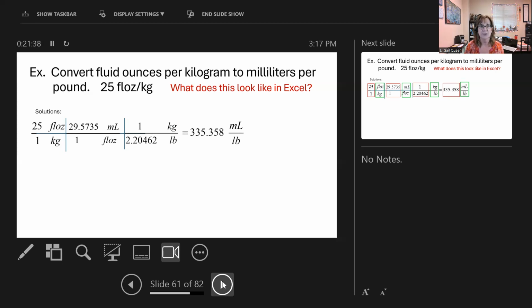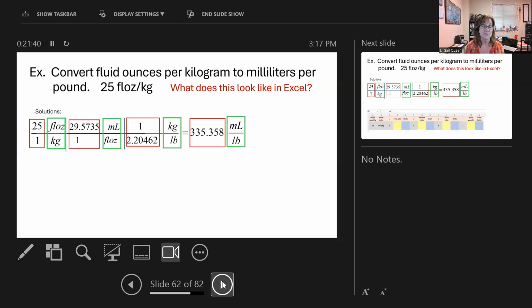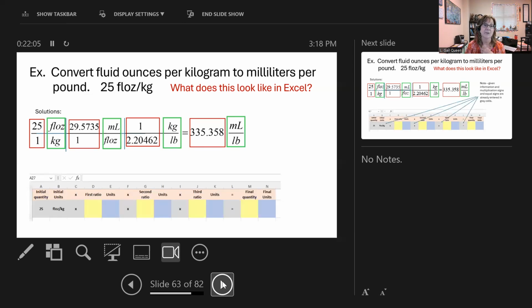So let me make it even more clear. The number part for each fraction is in red, and its units are immediately after it in green. So there are number parts for the numeric part of the ratio, and then there are the units for that ratio. And so everything we do carries a number and then a set of units. In Excel, this is what it looks like when you go to your Excel sheet. They're going to have something that looks like this.